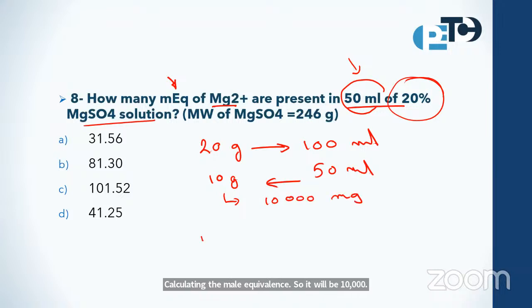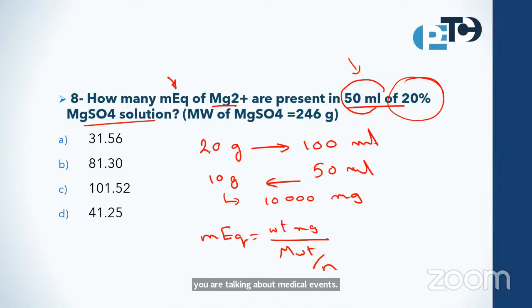Here, milliequivalents equal weight in milligrams over molecular weight over the small n. Don't forget the small n because we are talking about milliequivalents. But if we are talking about millimoles, the small n is not present in this case. Therefore, we should divide the 10,000 over the molecular weight that is present, 246. Okay, you will get the answer, which will be 81.3.